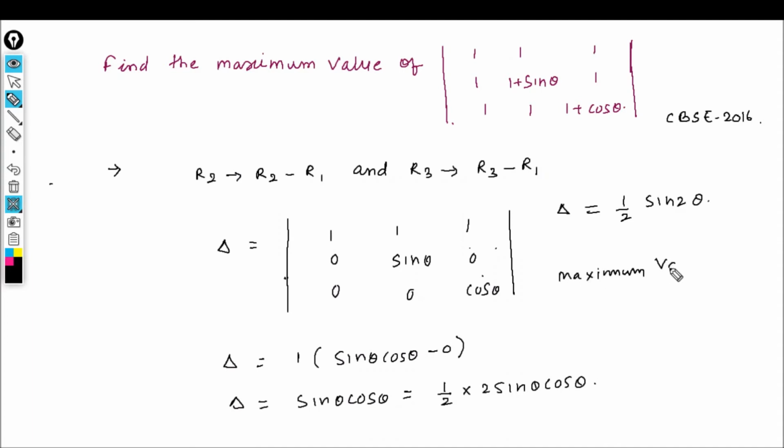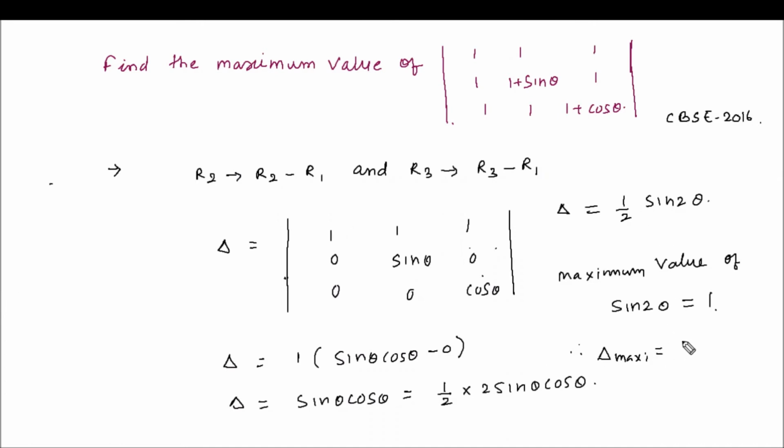Maximum value of sin 2 theta is equal to 1. So therefore, maximum value of given determinant is equal to 1 by 2.